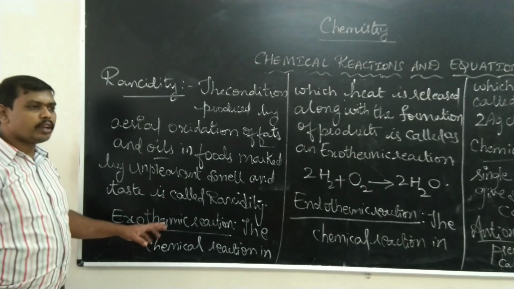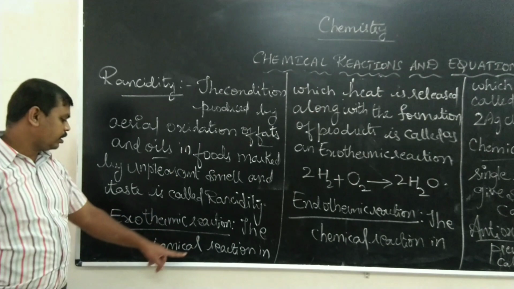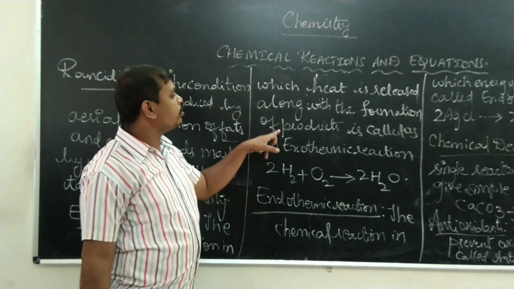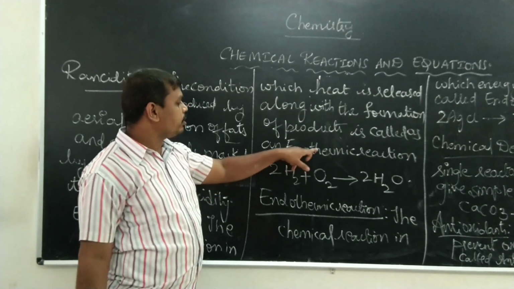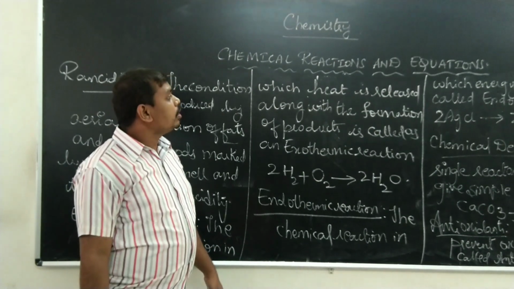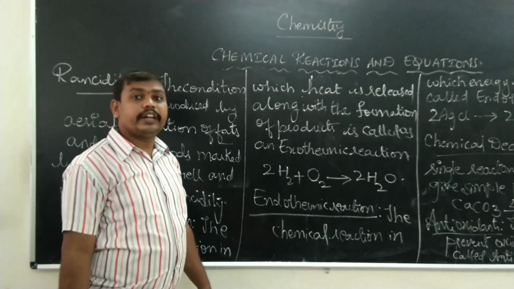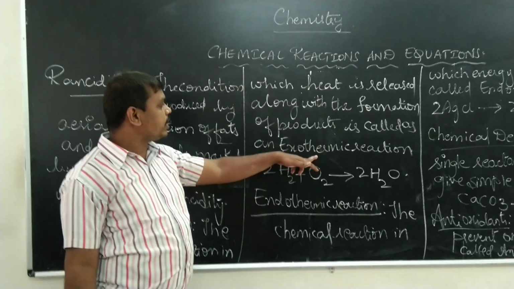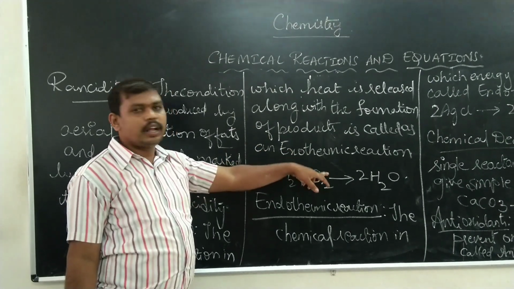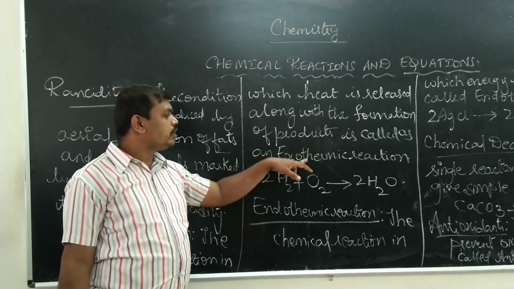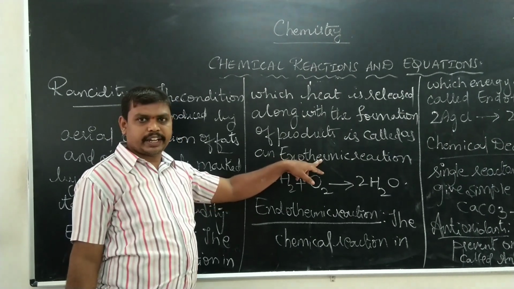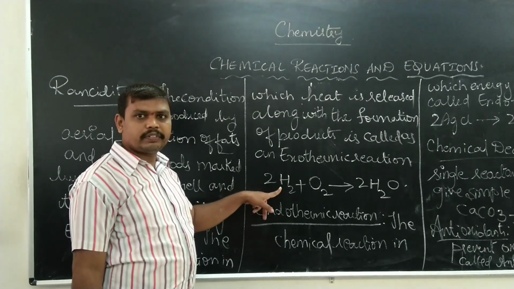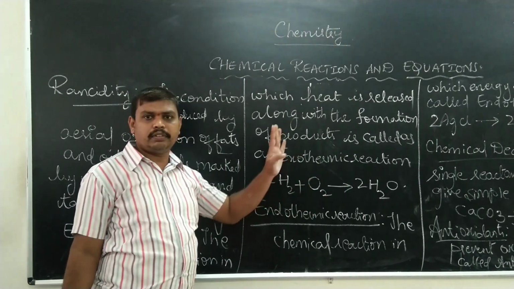The next definition is the exothermic reaction. The chemical reaction in which heat is released along with the formation of products is called the exothermic reaction. The best example given for this is two molecules of hydrogen plus oxygen giving rise to two molecules of water.